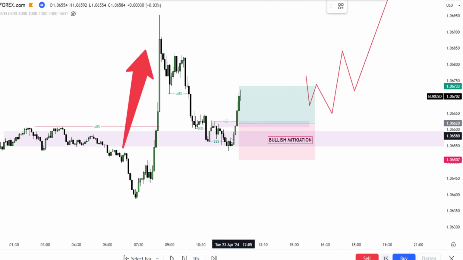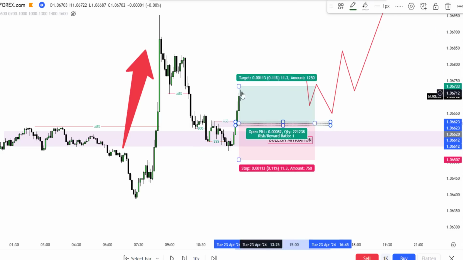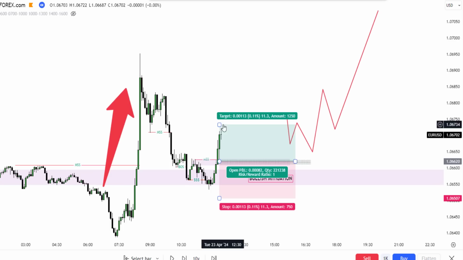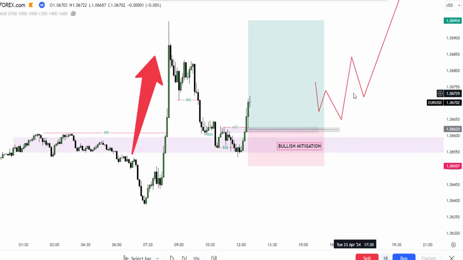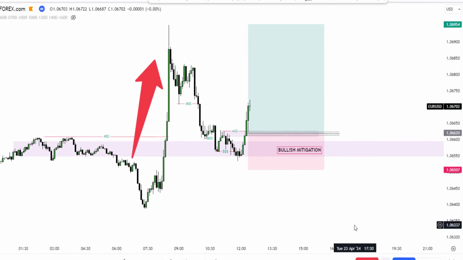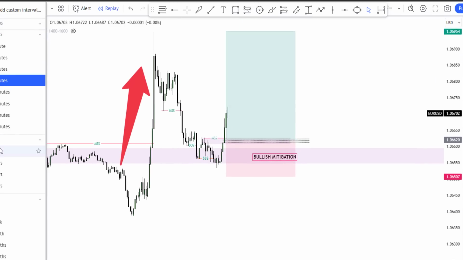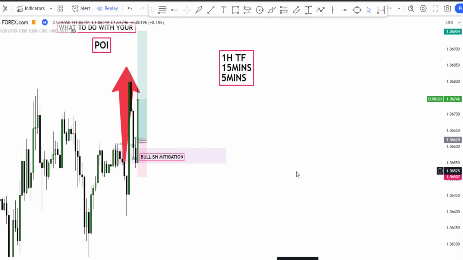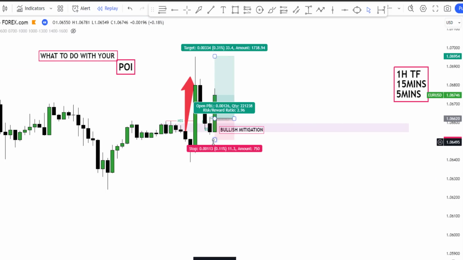Look at this. We have confluence here. We have a fair value gap, and we have a bullish breaker block. So if I am taking this trade from that area and then my target is here, my stop loss is here, am I wrong? No. One thing this gives to you is that instead of me taking the trade from 1 hour, all right, from 1 hour, just look at it carefully. From 1 hour and my stop loss is here.